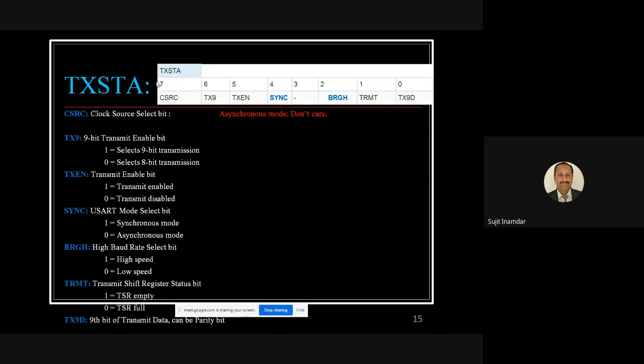So CSRC, source clock, हे कधी लागतं? ज्यावेळेस सिंक्रोनस कम्युनिकेशन असतं त्यावेळेस. कारण क्लॉक हे दोन्हीकडचं मॅच व्हायला पाहिजे, मी सांगितलं होतं. तर दिस इज युज्ड ओनली फॉर द सिंक्रोनस. फॉर asynchronous मोड डोंट केअर, नॉट युज्ड.